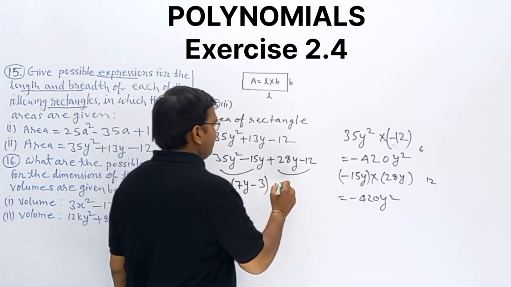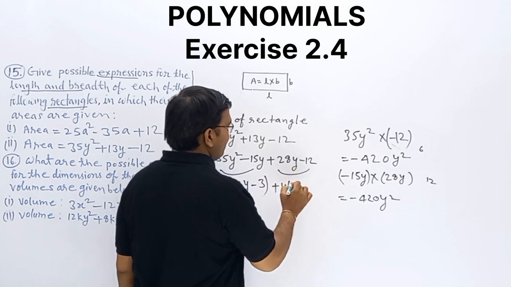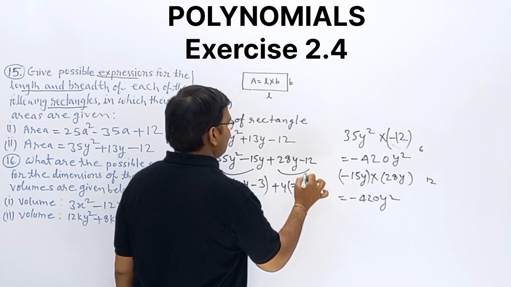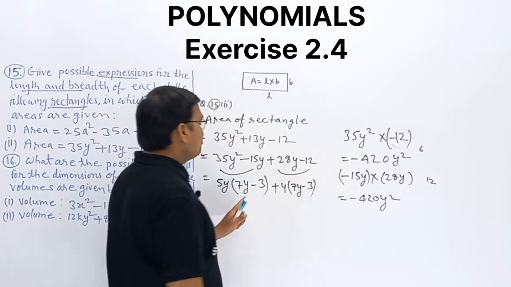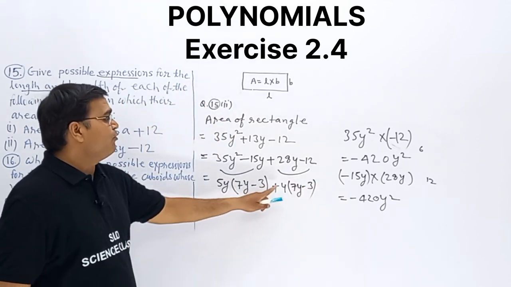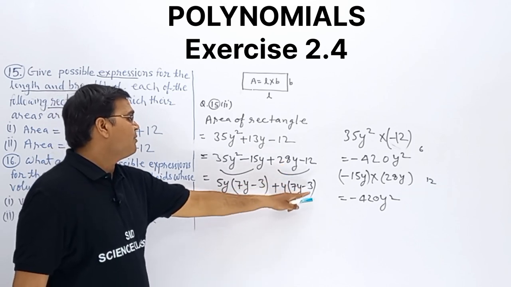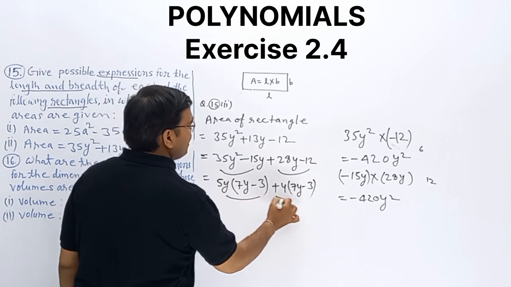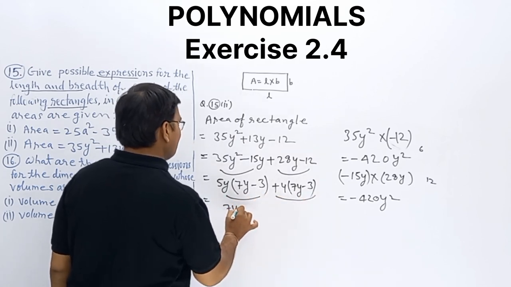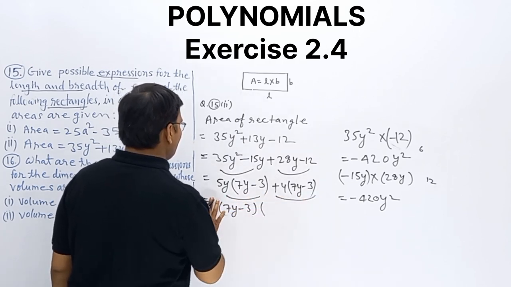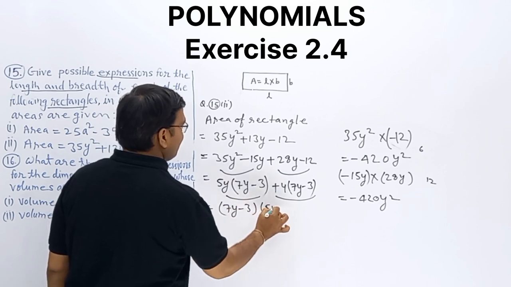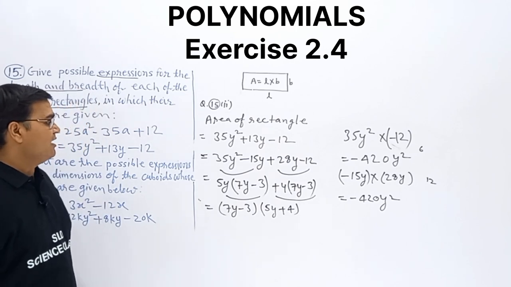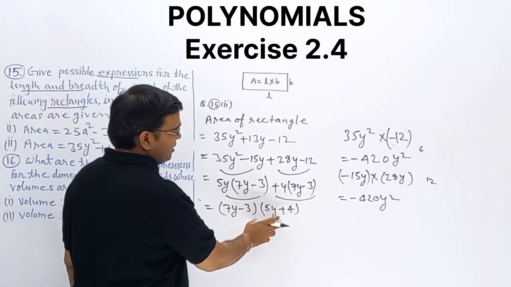We can take 4 outside. 4 is common. 7 fours are 28, so 7y, and 3 fours are 12, minus 3, and both brackets should be equal. So we take 4 outside and get 7y minus 3. Clear? So 4 will be common in both. Now in these two terms, the bracket 7y minus 3 is common, and the remaining is 5y in the first term plus 4 in the second term. So we can say the area has two factors.